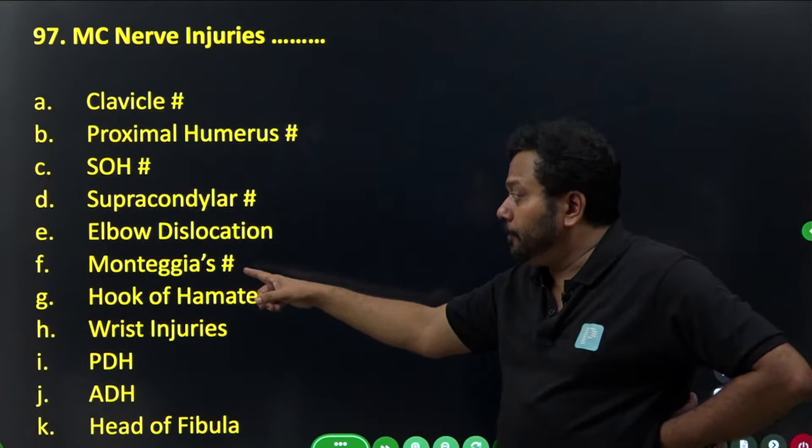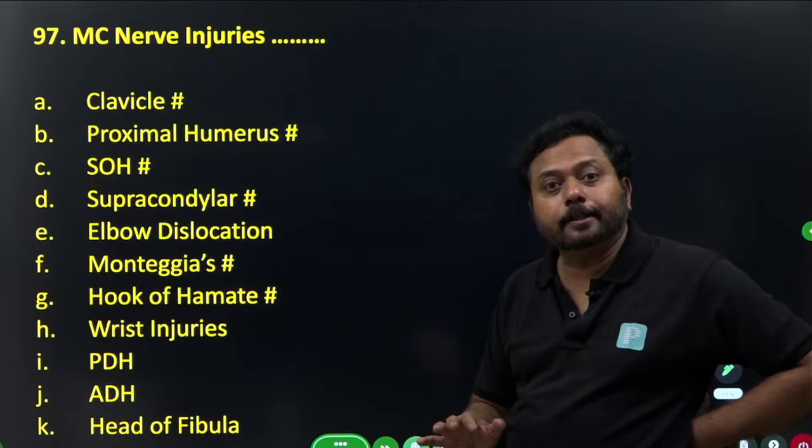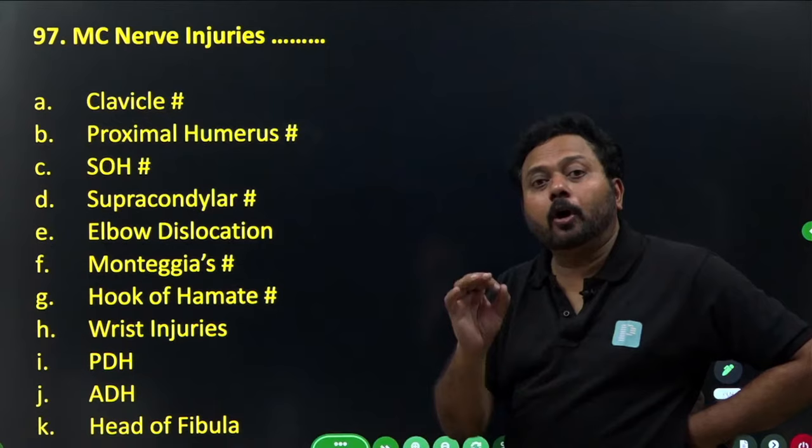Most common nerve injured in Monteggia fracture, posterior interosseous nerve. Hook of hamate, deep branch of ulnar nerve. Wrist injury, median nerve. Posterior dislocation hip, sciatic nerve. Anterior dislocation hip, femoral nerve. Head of fibula, common peroneal nerve.